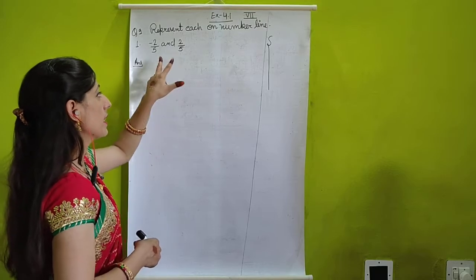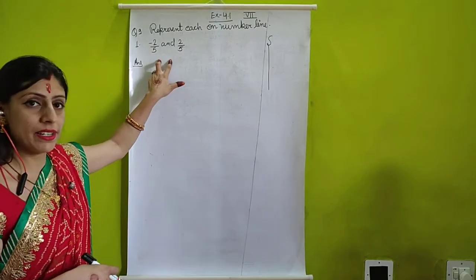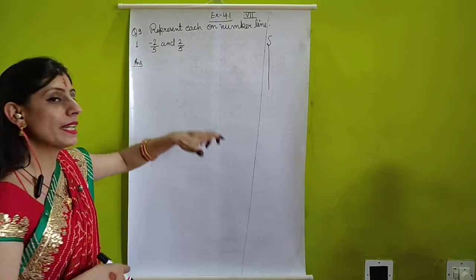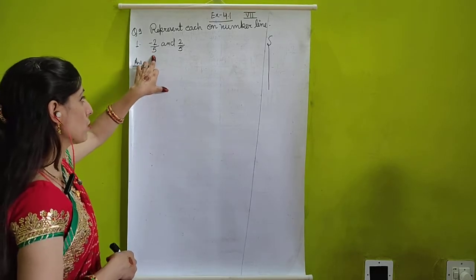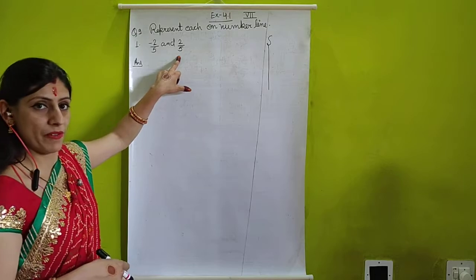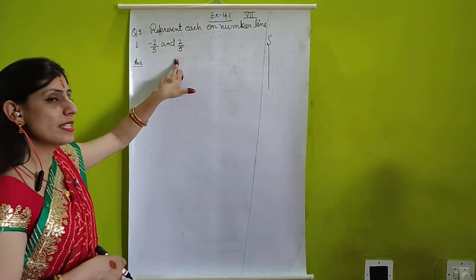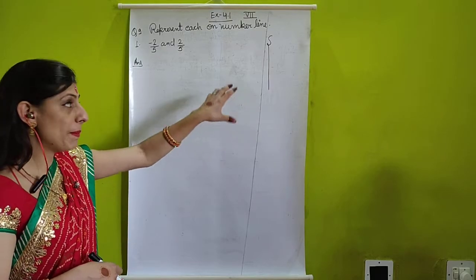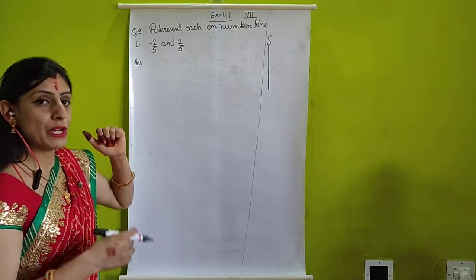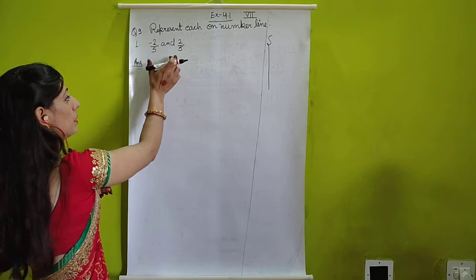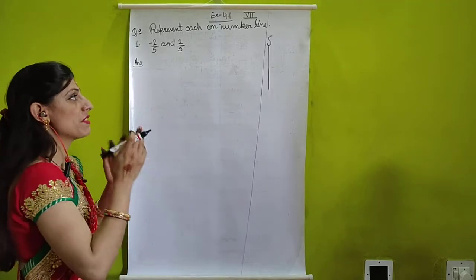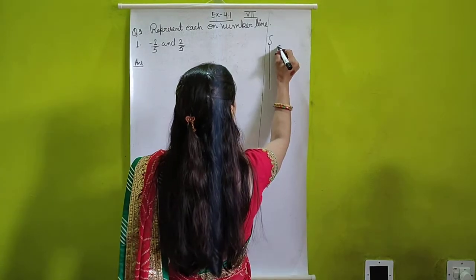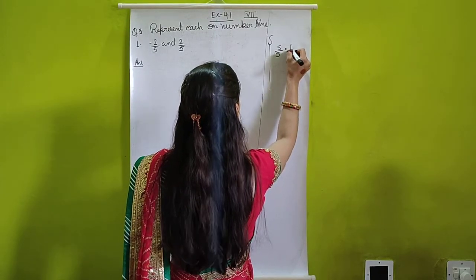Here students, these rational numbers are given and we are to represent them both on a number line. First is minus 2 upon 5 and second is 2 upon 5. One is negative and one is positive. For this, first I will draw a number line. But before drawing it, we should know where they both will come, between 0 and 1, or between 1 and 2. So first of all, as you know, 5 upon 5 will be 1.